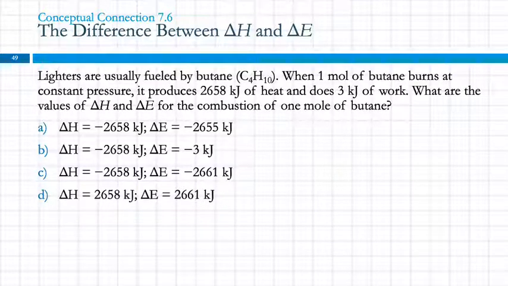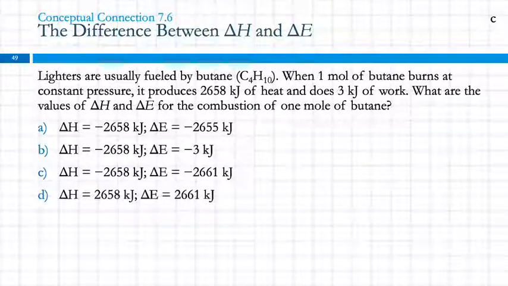So lighters are usually fueled by butane. So it's a cigarette lighter. When 1 mole of butane burns at constant pressure, it produces 2,658 kilojoules of heat and does 3 kilojoules of work. What are the values of delta H and delta E for the combustion of 1 mole of butane? Well, we've got these two things here.